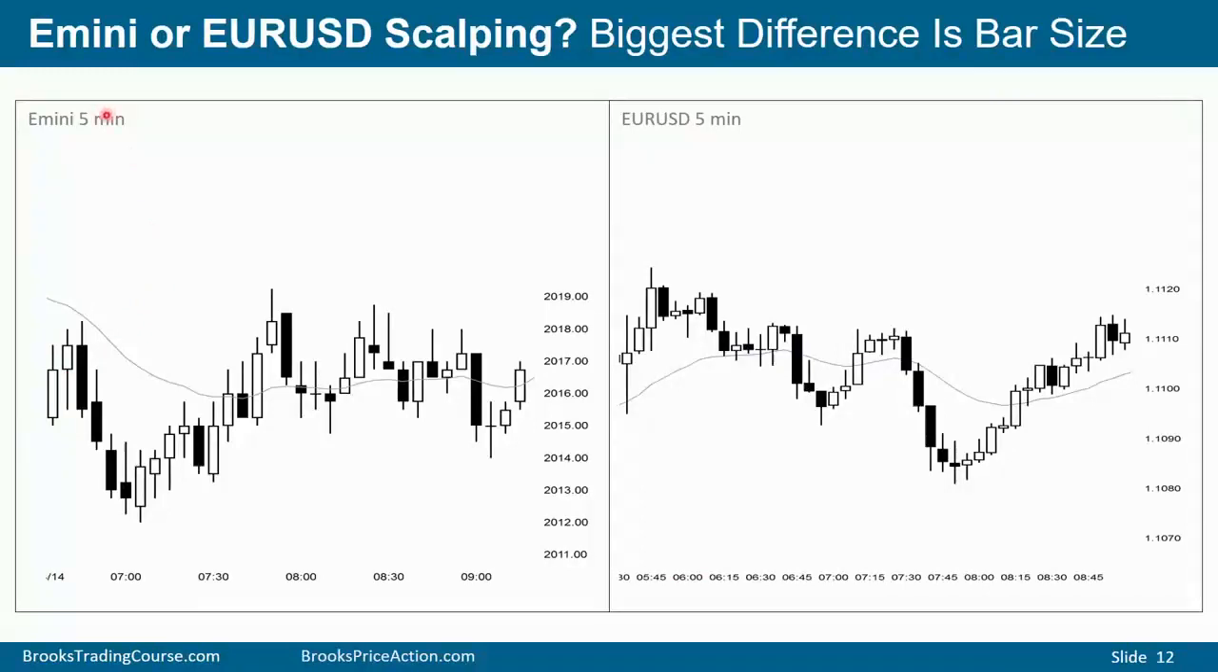Here's a 5-minute chart of the E-mini, and then a 5-minute chart of the euro versus the dollar. Some traders scalp one of them, some traders scalp both. There's a big difference between scalping in these two markets. Can you see what it is? It's a very important difference.